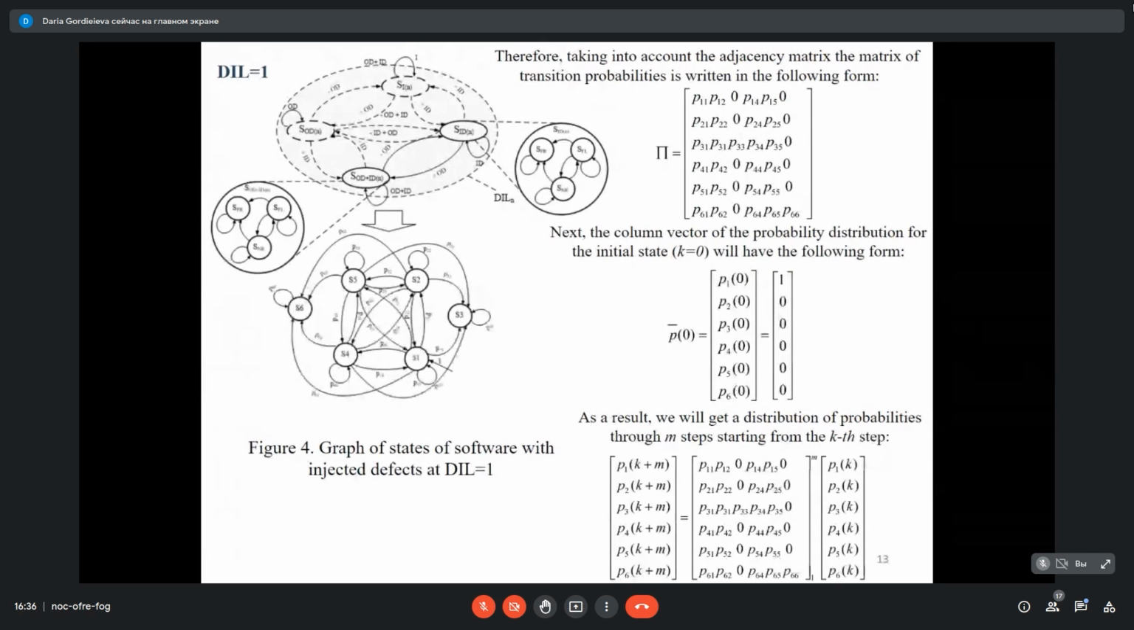And on this slide, we present and describe the transition graph for DIL index equals 1. This figure shows the transformation of the graph of physical states into the graph with transition probabilities. Active states are indicated by a solid line, and inactive states are indicated by a dotted line. If we take into account the adjacency matrix, the matrix of transition probability is written in the following form, and using the vector of probability distribution, we receive as a result the distribution of probabilities through M steps started from step k.